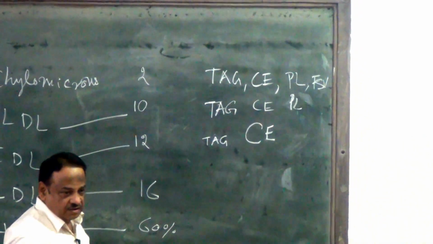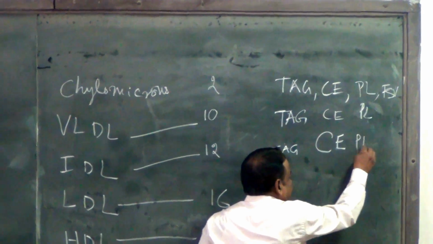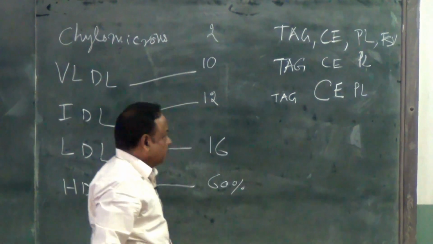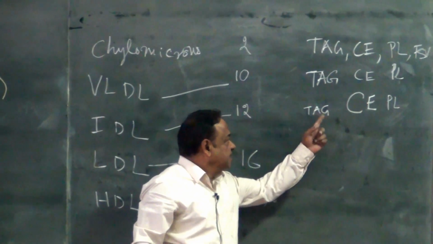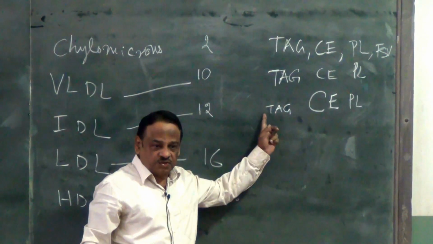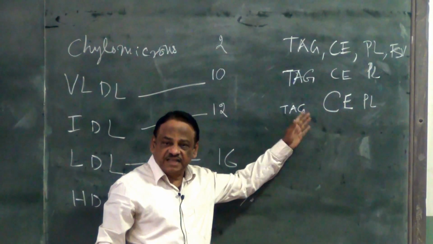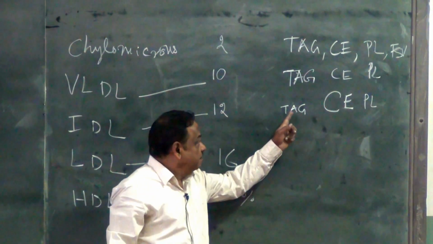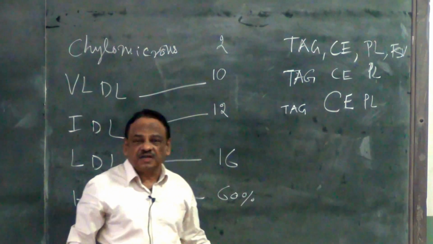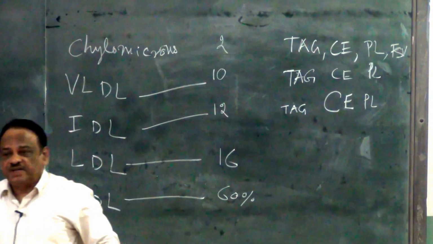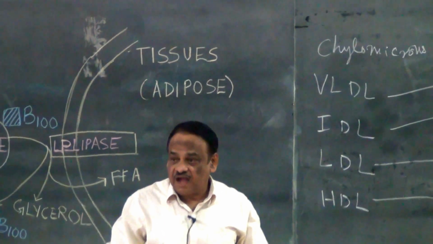Now IDL will have less TAG, and it will have relatively more cholesterol ester. Phospholipids will be the same as VLDL, but the change that has taken place is that the triacylglycerol has reduced, and relatively the cholesterol ester has increased. Why has the TAG decreased? It is because of the action of lipoprotein lipase, which removes the fatty acids after hydrolysis.